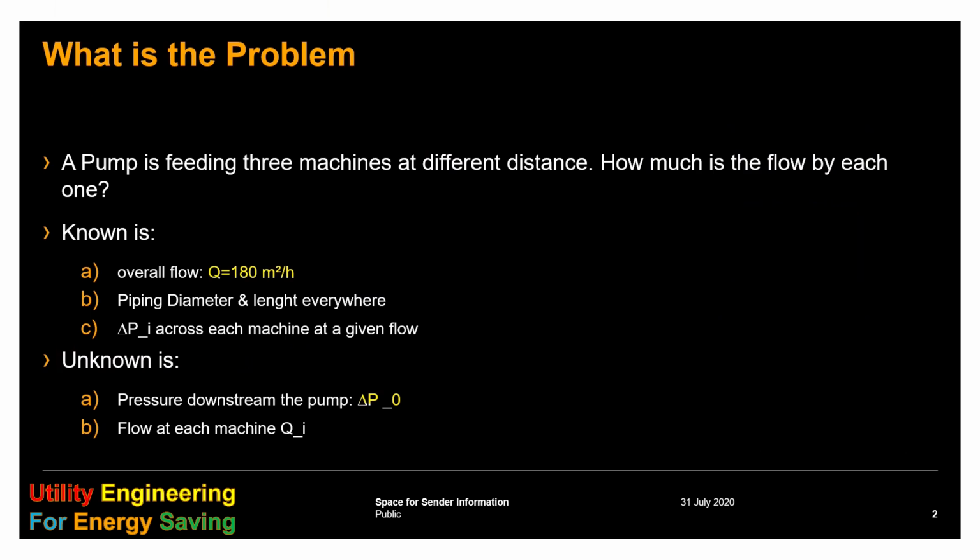What is the problem? A pump is feeding three different machines at different distance, so the users are connected by means of a pipework. The overall flow is known, 180 cubic meter per hour. The pipe diameter and length are also known everywhere, and the delta P across each machine at a given flow is also known. Those are data given by the equipment vendors. What is unknown is the pressure downstream the pump, so also its power, and the flow at each machine, Qi.